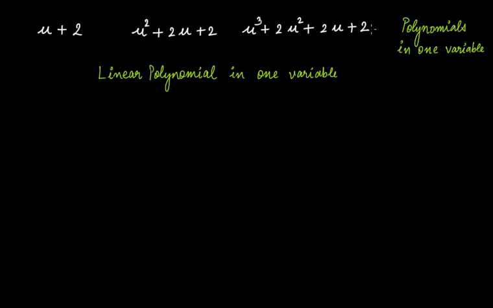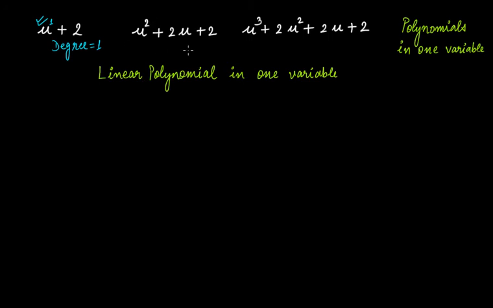So these three are polynomials in one variable, and of these three only one is a linear polynomial in one variable, and that is this one, u plus 2. And why? Because in u plus 2, the degree is 1. Why is the degree 1? Because u, the power containing the variable u, has the exponent of 1. So this exponent is 1, therefore the degree is 1. That makes it a linear polynomial in one variable.